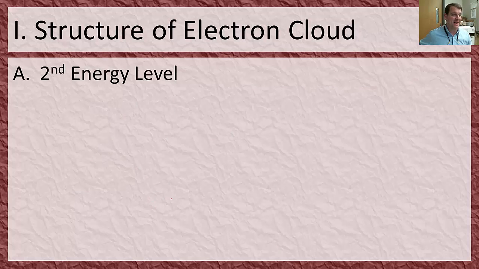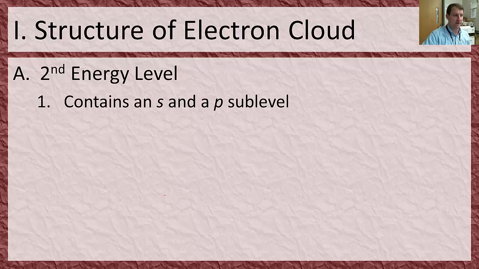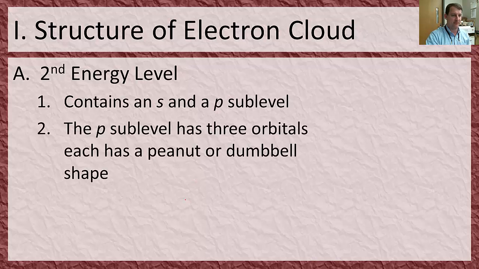All right. The second energy level in the electron cloud contains an S and a P. So the 2s sublevel is just bigger than the 1s and has that inside structure to it as well. The P sublevel, instead of having one orbital like the S, has 3 orbitals, and each one is a peanut or dumbbell shape.